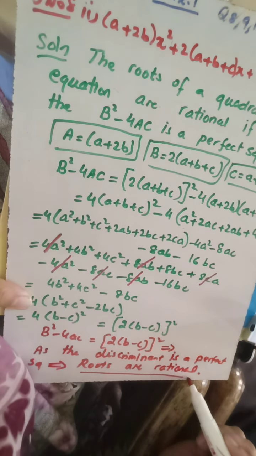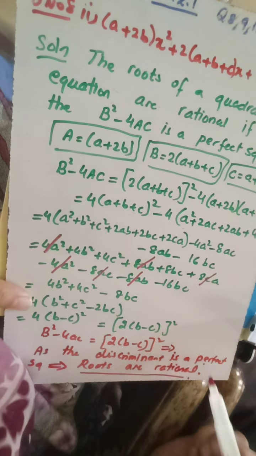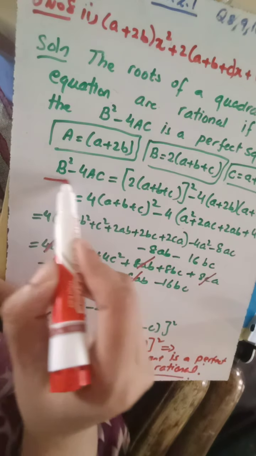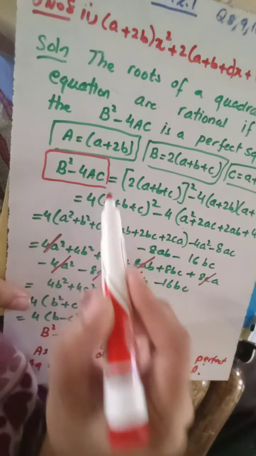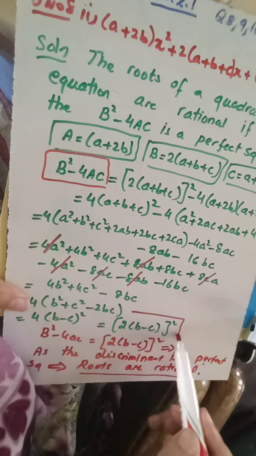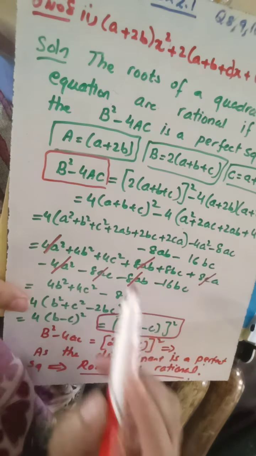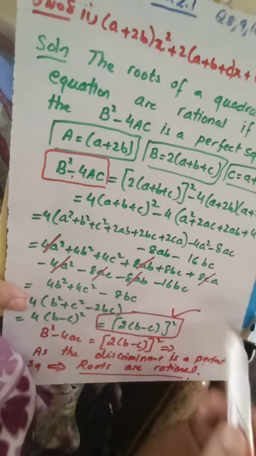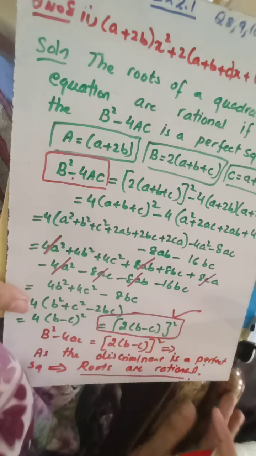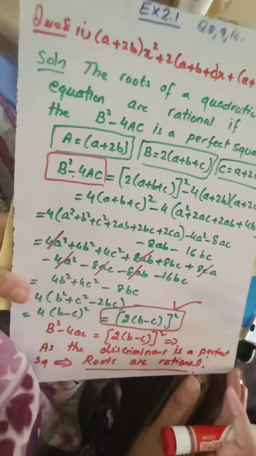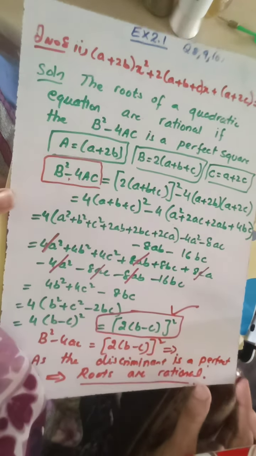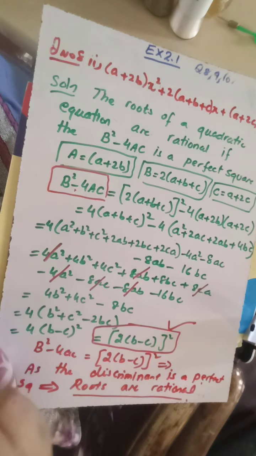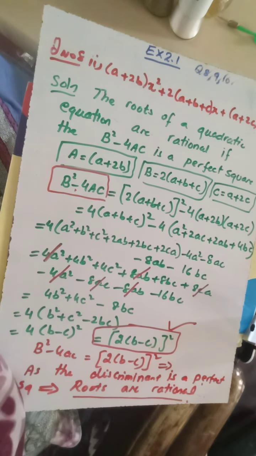We know that roots are rational if and only if the discriminant is a perfect square. So we calculated b square minus 4ac and proved it to be equal to a perfect square. So as the discriminant is a perfect square, it means the roots are rational. Okay, this is the theory that we had done in the first lecture. Now question number 9.